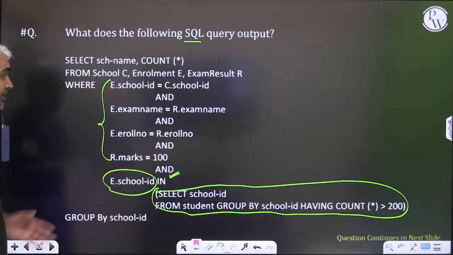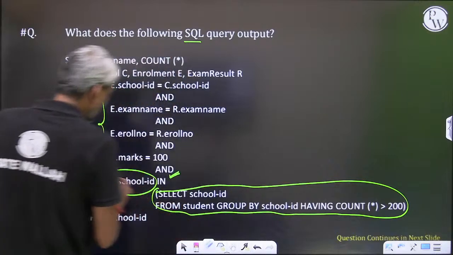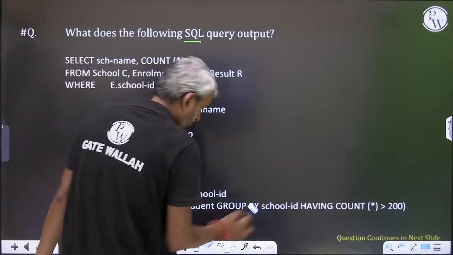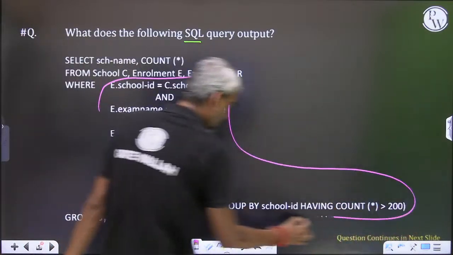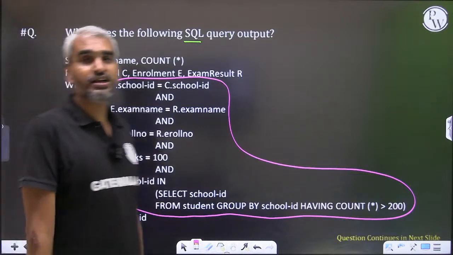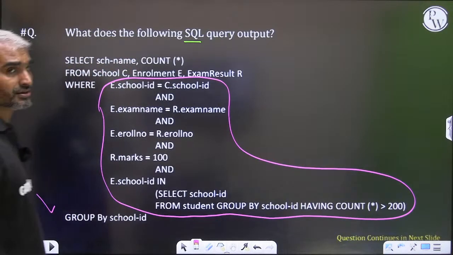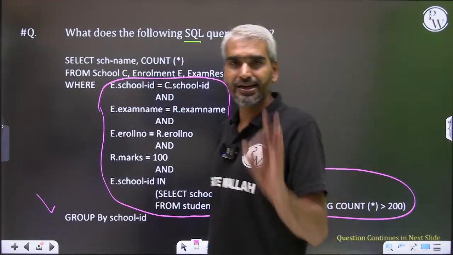Please try to understand. This is your query. Whatever is present here is the where condition. And there is a group by clause. Please try to understand. What did I say?